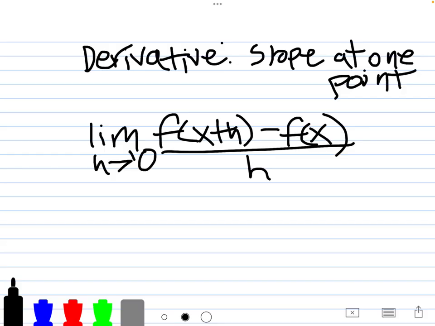Right now, we can't plug in h equals 0 directly because our denominator would be 0, and we can't have that. So we're going to have to find a way to remove h from the denominator.